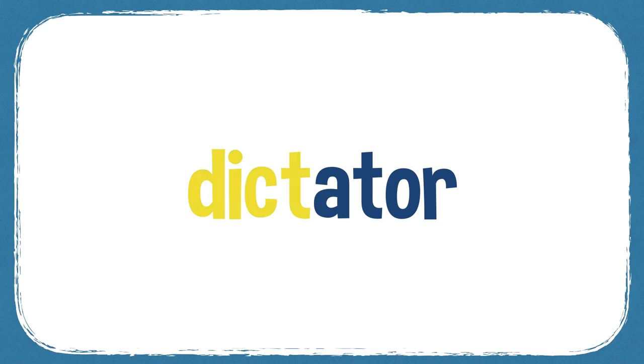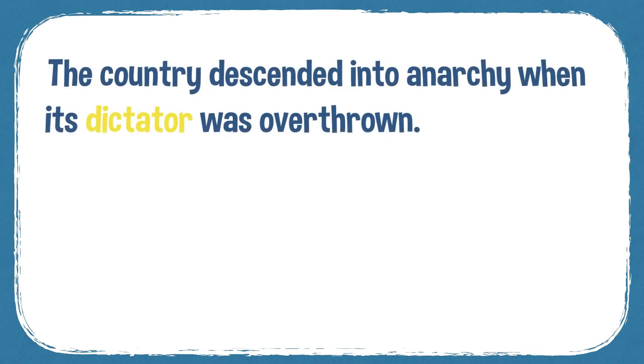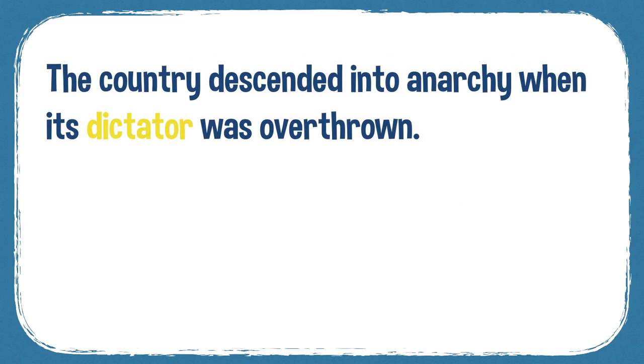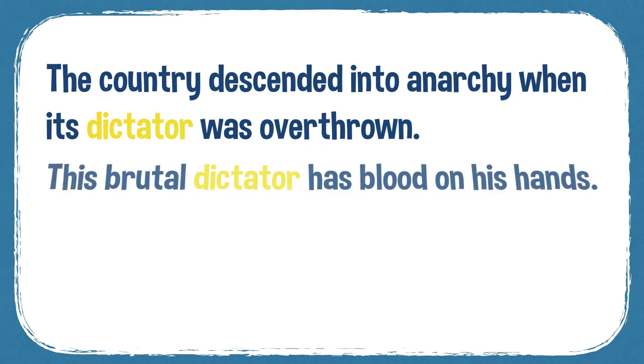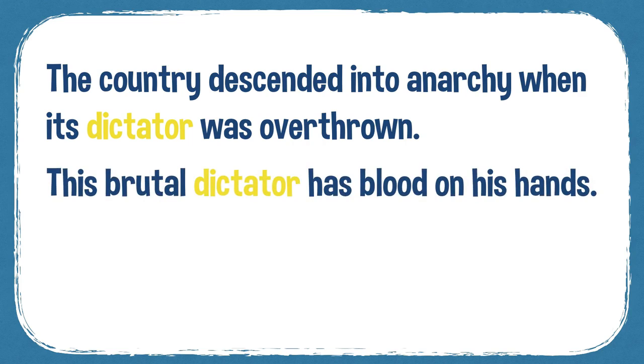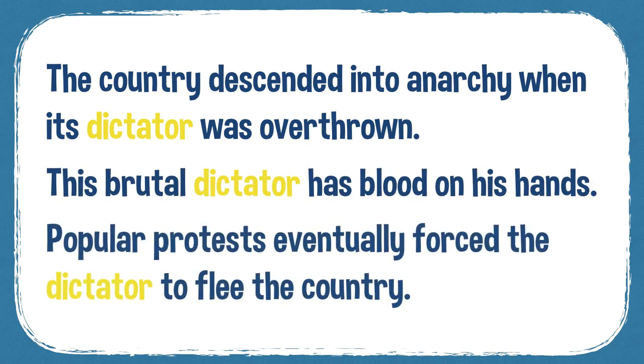And the word comes from the Latin, and here at the start of the word dictator is dict, which is from the Latin verb which means to tell. So if you dictate something, you tell somebody what to write. So a dictator tells people what to do. Some example sentences. The country descended into anarchy when its dictator was overthrown. This brutal dictator has blood on his hands. Popular protests eventually forced the dictator to flee the country.